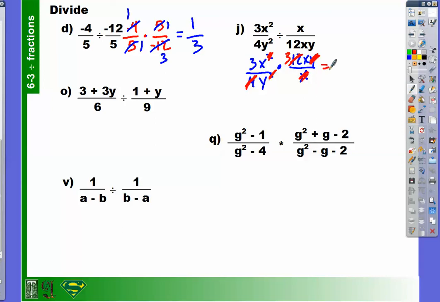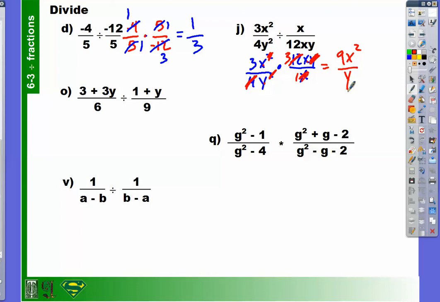So 3x times 3 is 9x. Y times 1, thank you, because x times x is x squared. Y times 1 is just y. And we're done. So the monomials really aren't much more difficult than the plain numbers. They require no extra work other than finding the reciprocal, multiplying, and then canceling things out, and then moving on, multiplying the pieces that are left over.